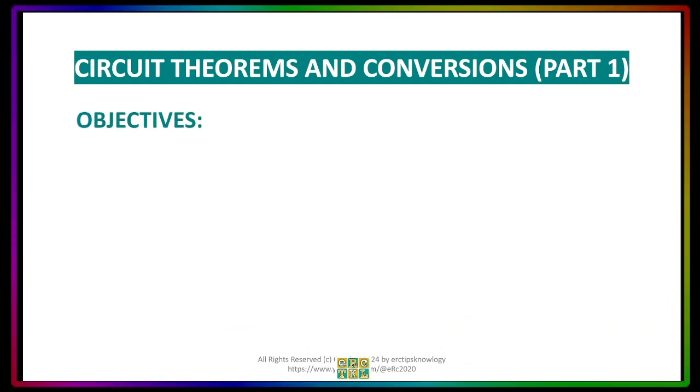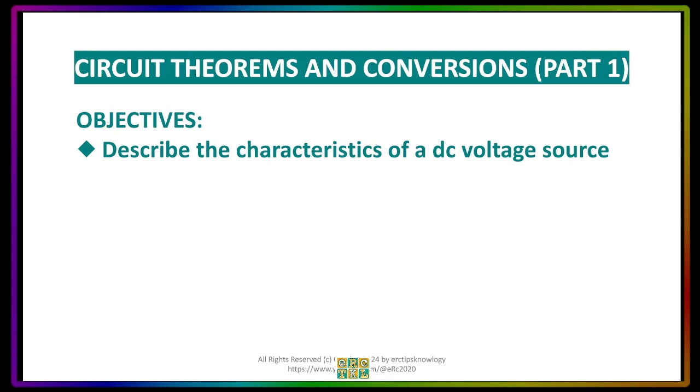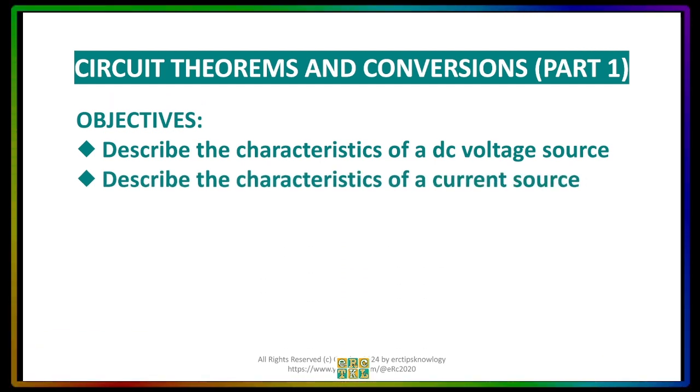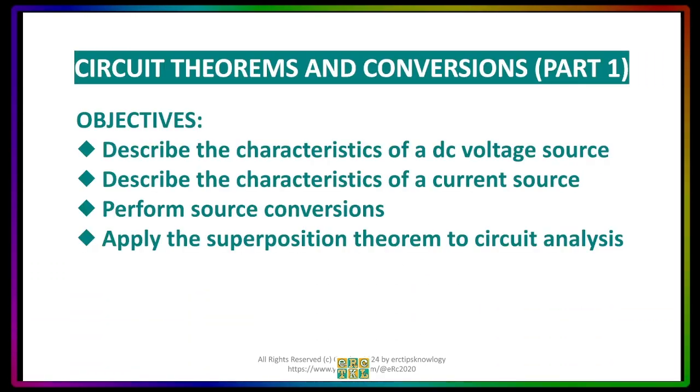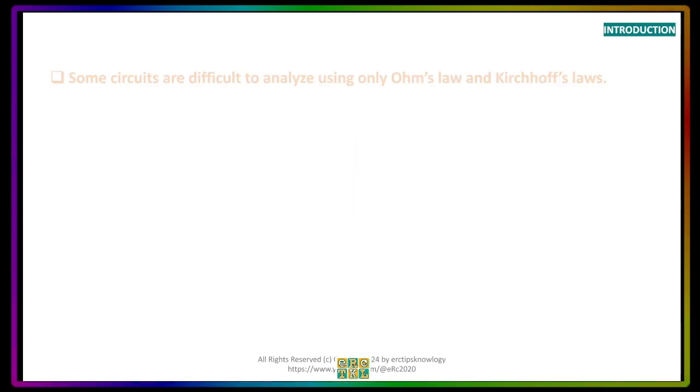The objectives of this presentation are to describe the characteristics of a DC voltage source, to describe the characteristics of a current source, to perform source conversions, and to apply the superposition theorem to circuit analysis.